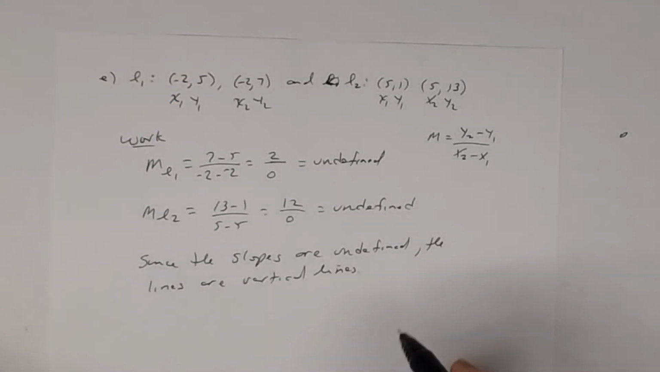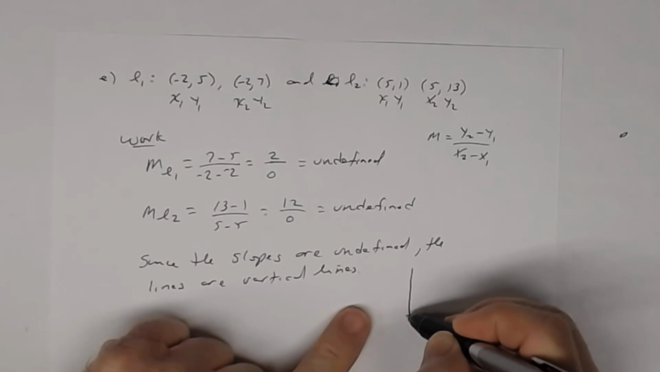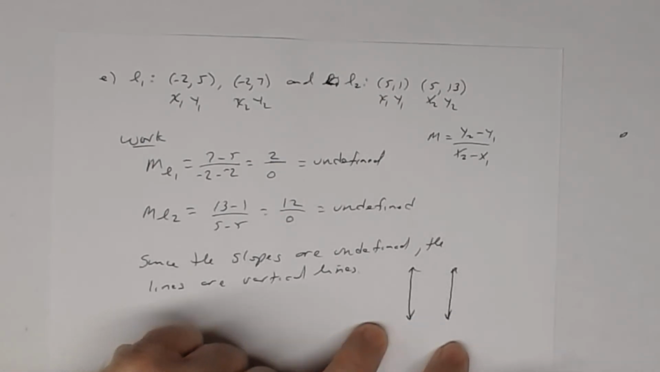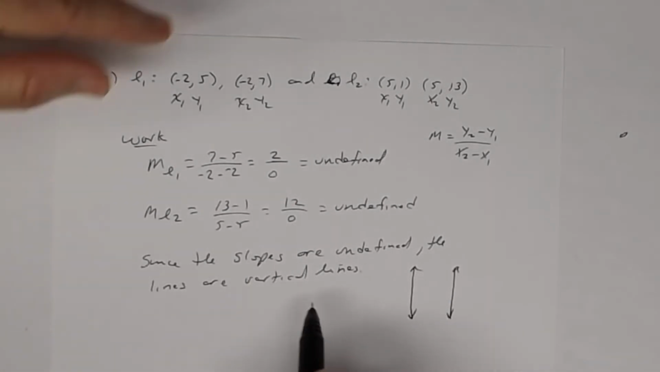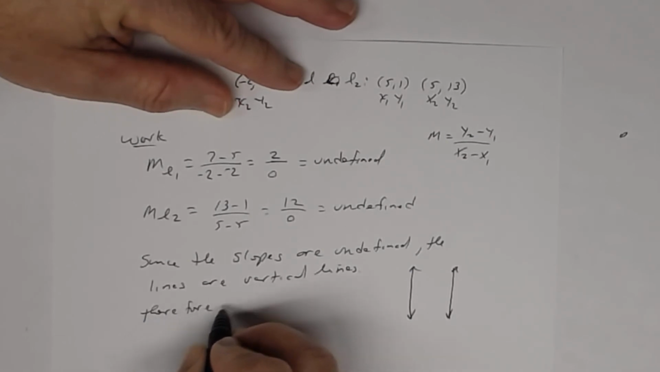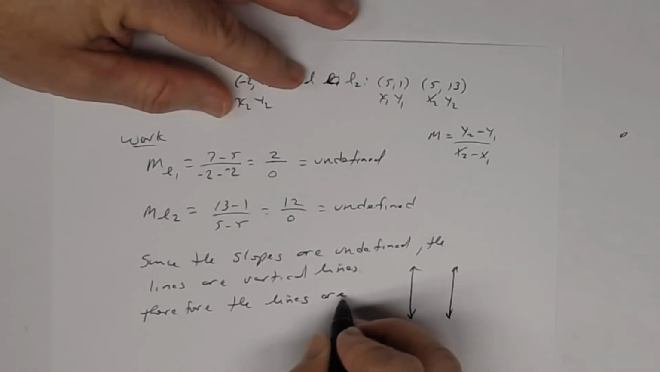All right, so let's think about this. I'm drawing vertical lines, okay? So here's a vertical line, here's a vertical line. What do you notice about those two vertical lines? They are parallel. All right, and so they're vertical lines, and therefore the lines are parallel.